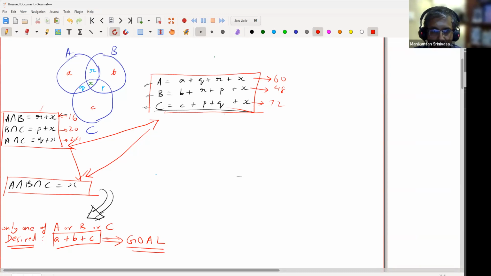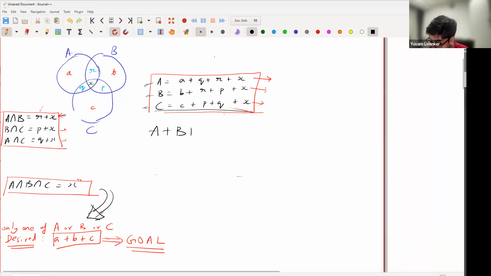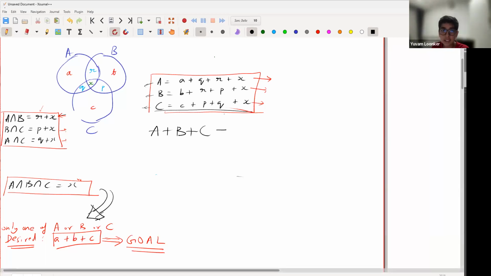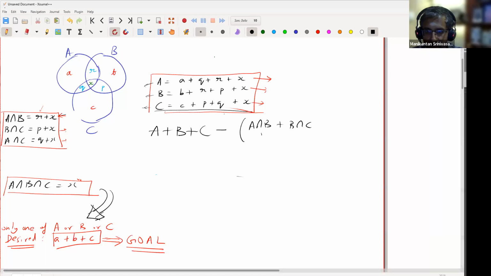You have access to R plus X together, P plus X together, Q plus X together. I was trying to simplify it. I'll repeat. It's capital A plus capital B plus capital C minus Q plus X, minus R plus X, minus P plus X, which is A intersection B plus B intersection C plus C intersection A. All right, so if I do that, then what do I get?